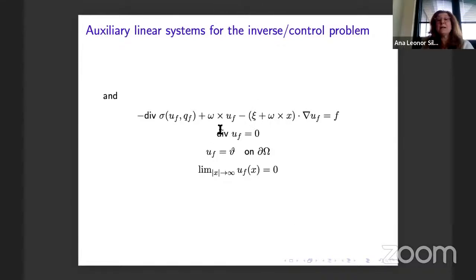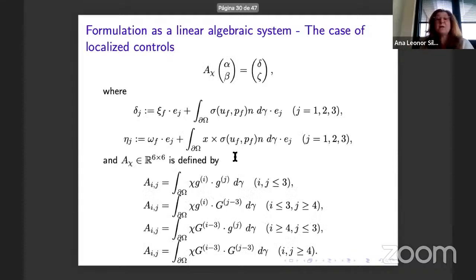We also consider this auxiliary problem, where we put the external force and the part of the boundary values that are given. And now we can solve this kind of finite dimensional control problem or inverse problem by writing it in terms of a linear algebraic system with 6 unknowns, which are the alphas and the betas that we have seen before. The form of this matrix, so this matrix can be written in terms of the fields that we have, of the velocity fields that we have introduced before, okay?